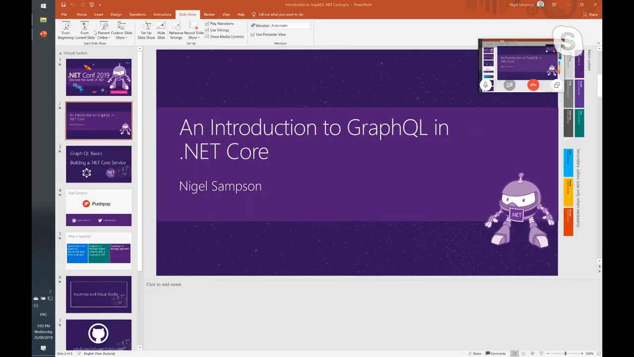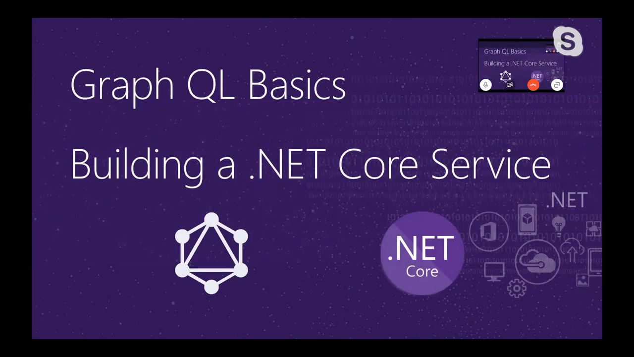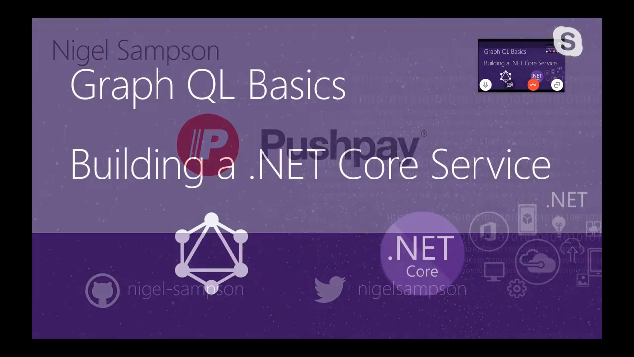Excellent. So welcome, everybody. I'd like to basically talk about GraphQL and an introduction of it in .NET Core. Most of the talks I've seen around the internet mostly focus on the Node ecosystem, and I thought it'd be good to talk about it from a .NET perspective. So what are we going to talk about today? We're going to talk about the basics of GraphQL in terms of an introduction to why we want to use it and how it kind of works. And then we'll talk about how to build it within a .NET Core ecosystem, using the Hot Chocolate GraphQL library. So let's get into it.